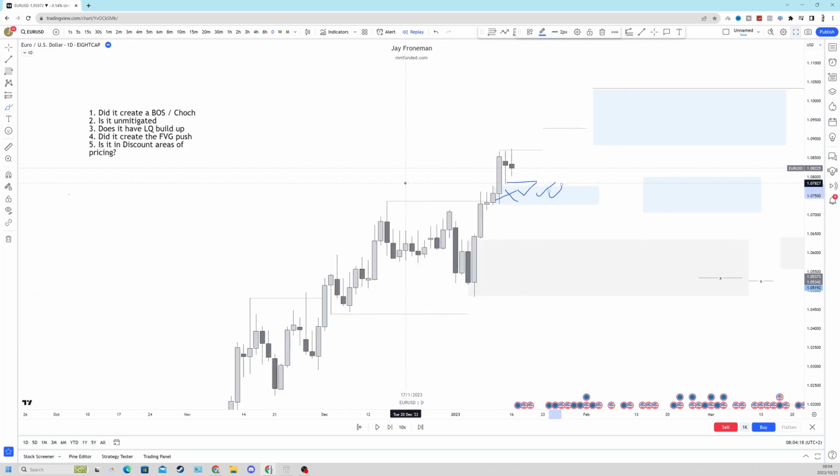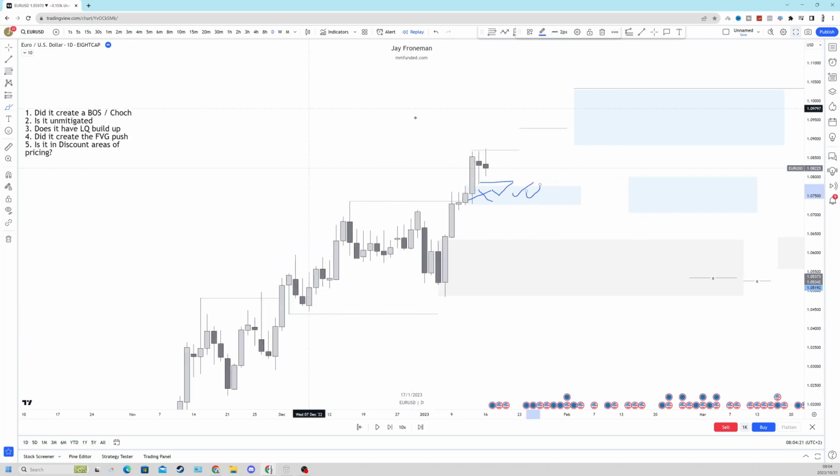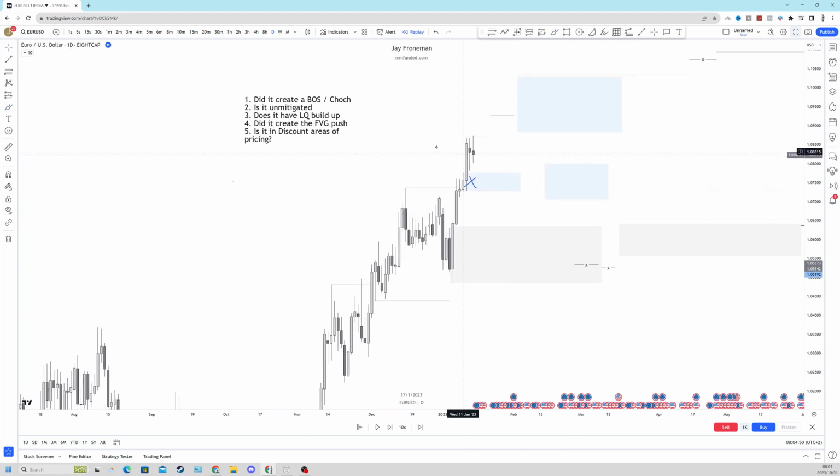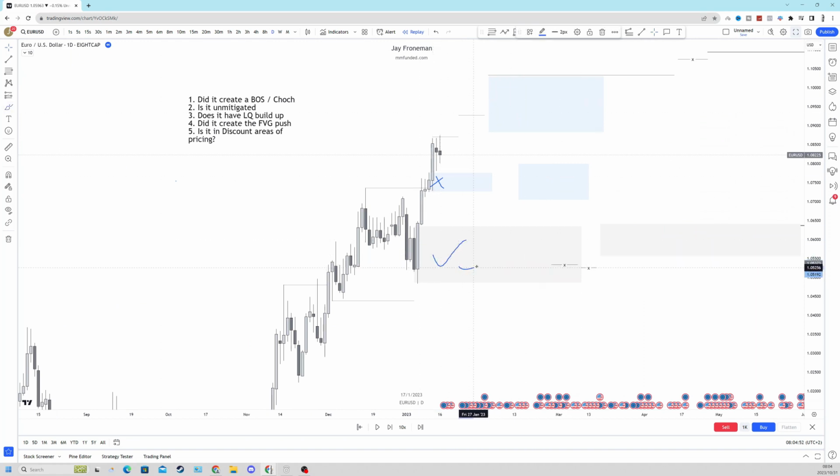Is it in discounted areas of pricing? Well, at this point in time, if you had to mark out the swing range from the high to the low, this zone is still in premium. So keeping that in mind, there is good possibility that price could mitigate this zone, get a bit of a reaction, fail and sweep the zone to mitigate institutional levels in discounted areas of pricing, to then continue to target those relative weak highs.